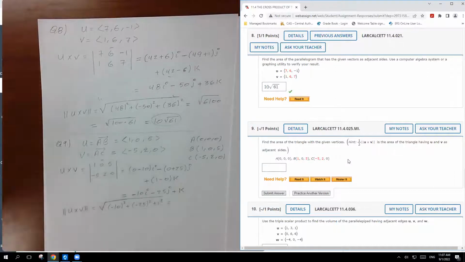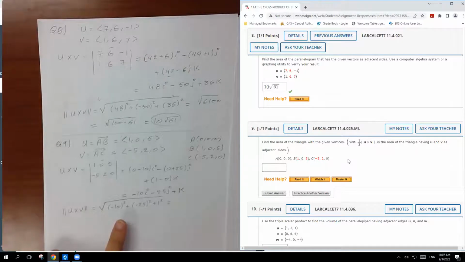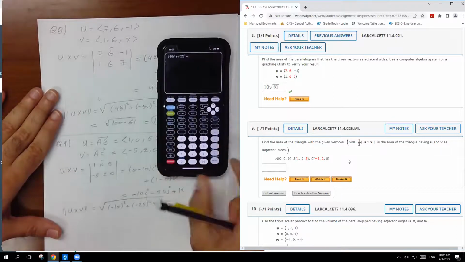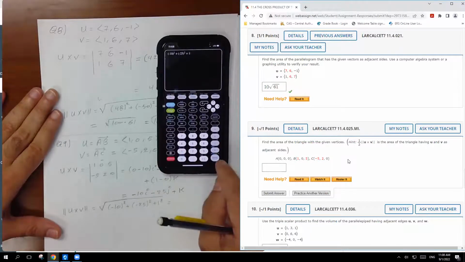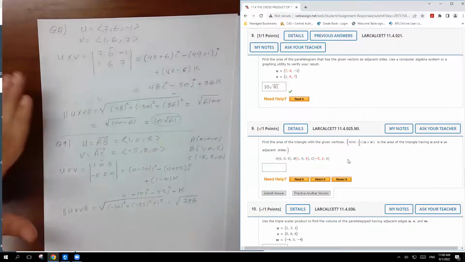725, 726. Let's check that. Is that right? -10 squared plus -25 squared plus 1 squared, which is 1. So the result is going to be 726. Square root of 726. Now, what's the square root of 726?